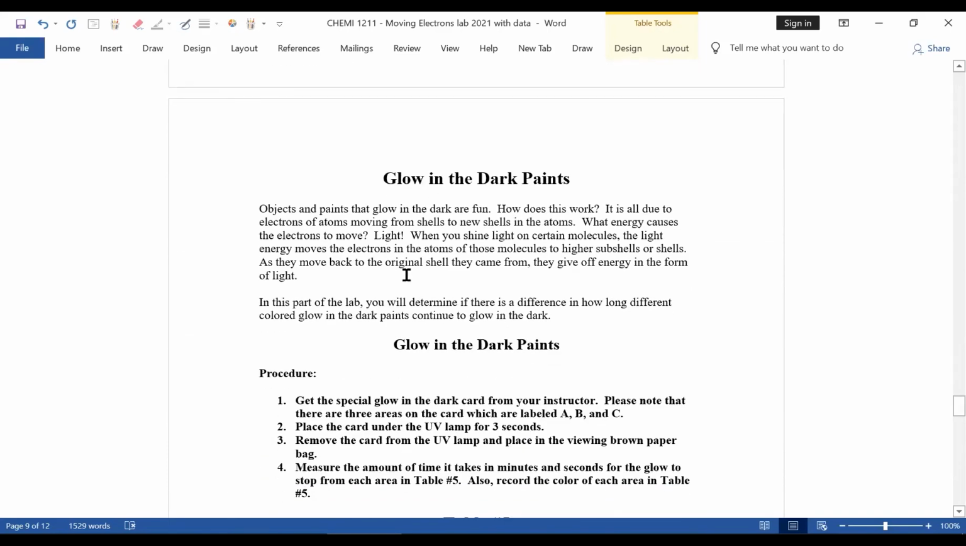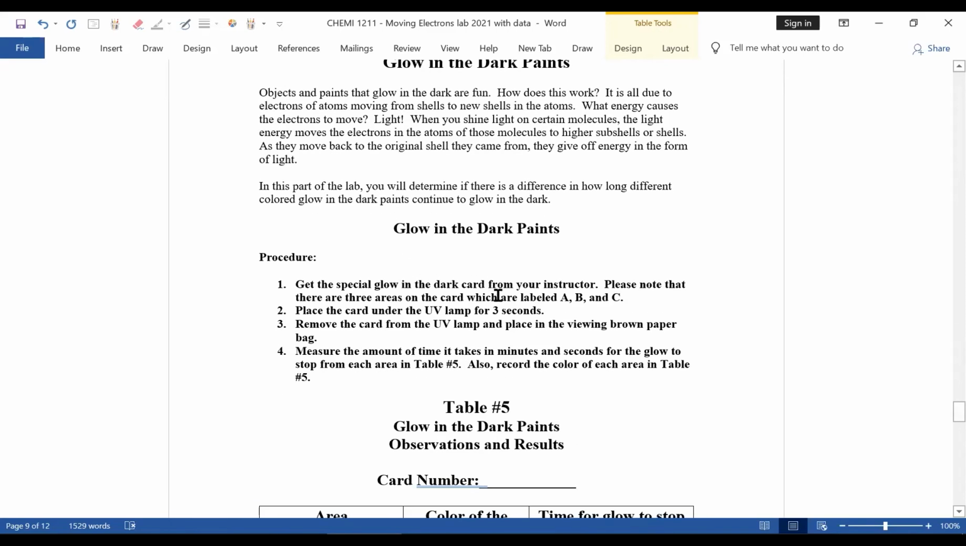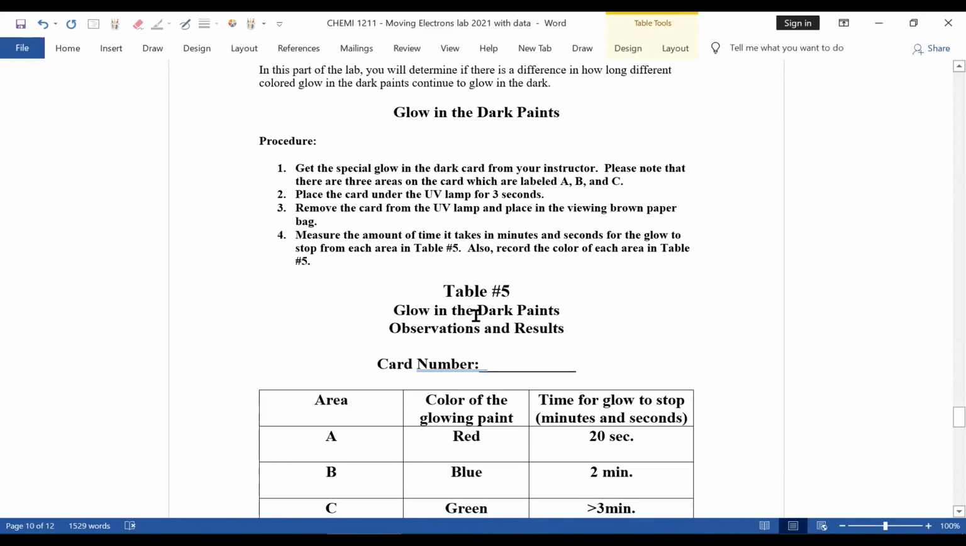That's fun. Now, we talked about glow in the dark and how does it work? Well, the electrons are moving and that's how you see the light, what you call glow in the dark. Now here, I have different cards, and there are three stripes on each one labeled A, B, and C for the card's three areas. And you hold it under the UV light, put it in the viewing brown paper bag, and measure them out. Now, if we were there, I have 20 different cards and they're arranged differently, A, B, and C. But for today, don't worry about the card number.